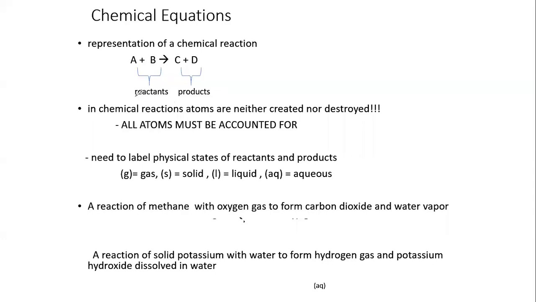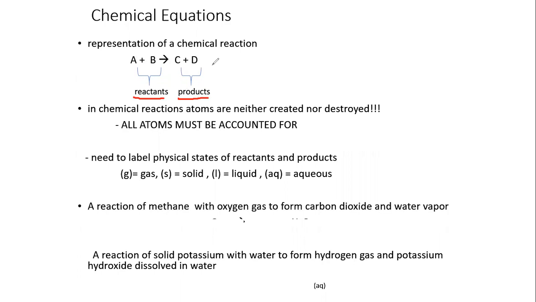It's made up of the reactants, which is what you start with, and they're on the left side. And it's made up of the products, which is what you end up with, and they're on the right side. And there's an arrow in the middle that shows you go from reactants to products.